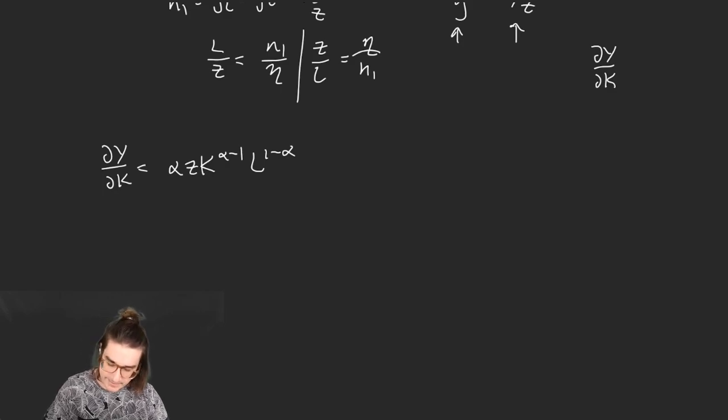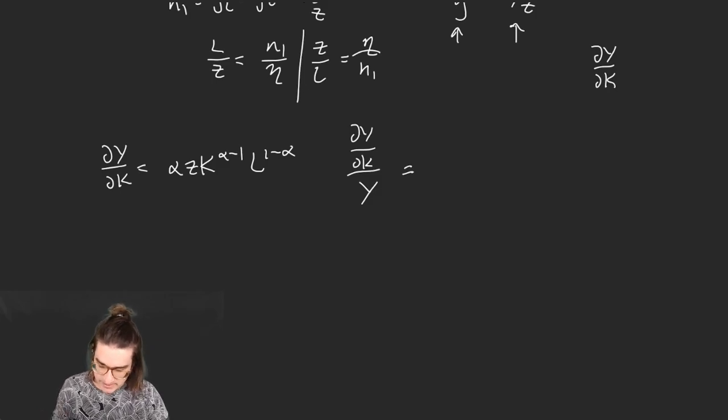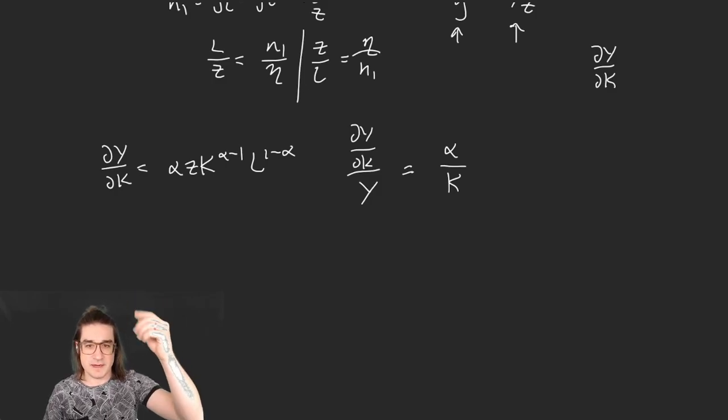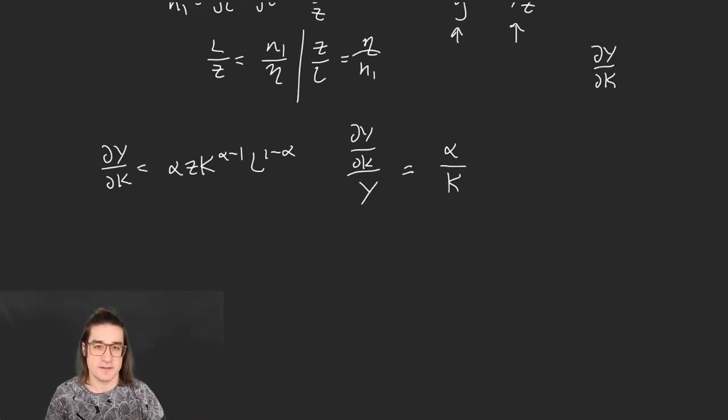Or do you look at a more proportional notion, del Y, del K over Y? Because it's Cobb-Douglas, it's going to be alpha over K. Basically, what you do with the derivative is you take the original function, pop off an alpha, you lose a K. That's why this thing equals alpha over K.